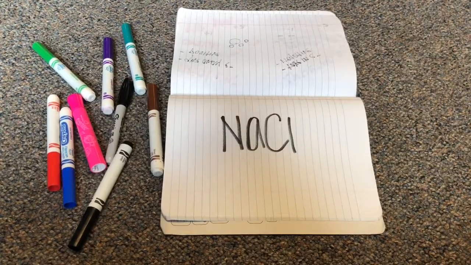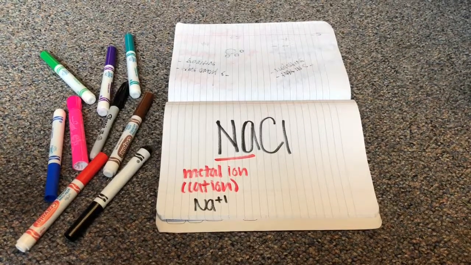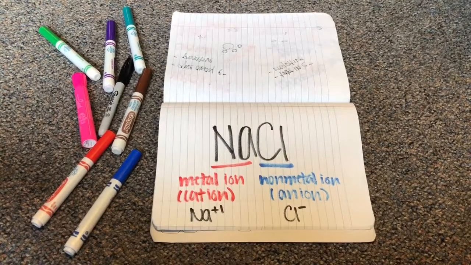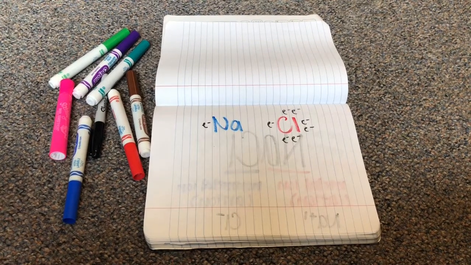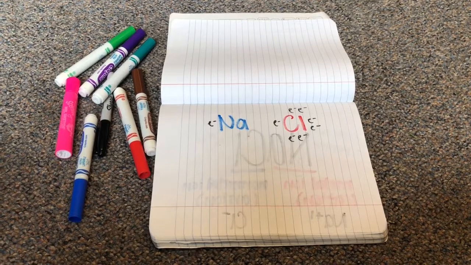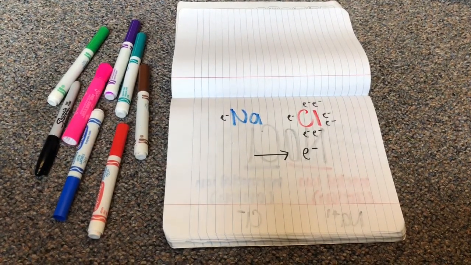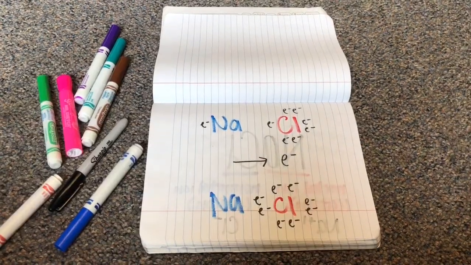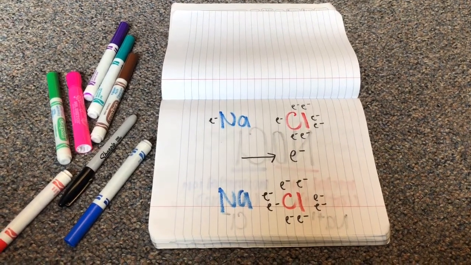Let's look at NaCl, or sodium chloride. Na is the metal ion with a +1 charge. Cl is the nonmetal ion with a -1 charge. If we look at the valence electrons of each ion, sodium has 1 valence electron and chlorine has 7 valence electrons. Because chlorine is more electronegative, the electron from the sodium ion moves to the chlorine ion. Once the electron is taken by the chlorine, that is how an ionic bond is made.